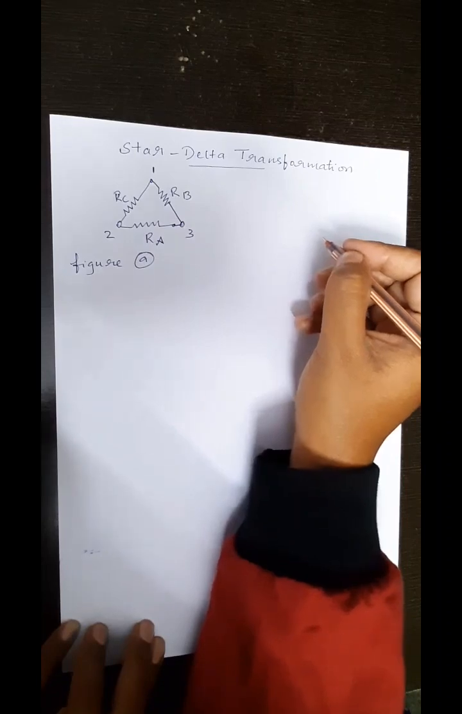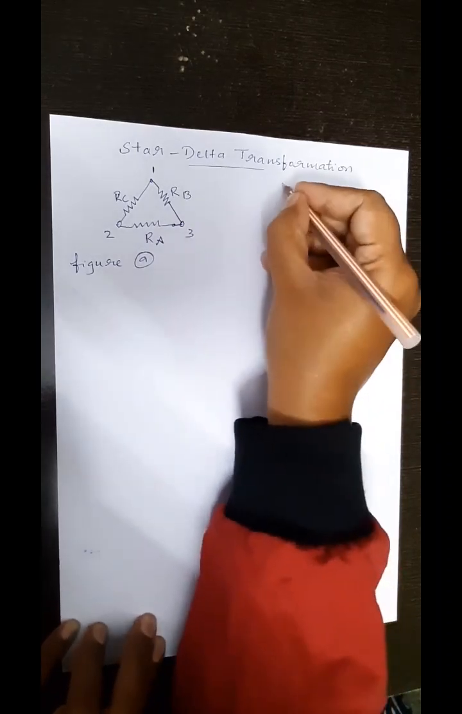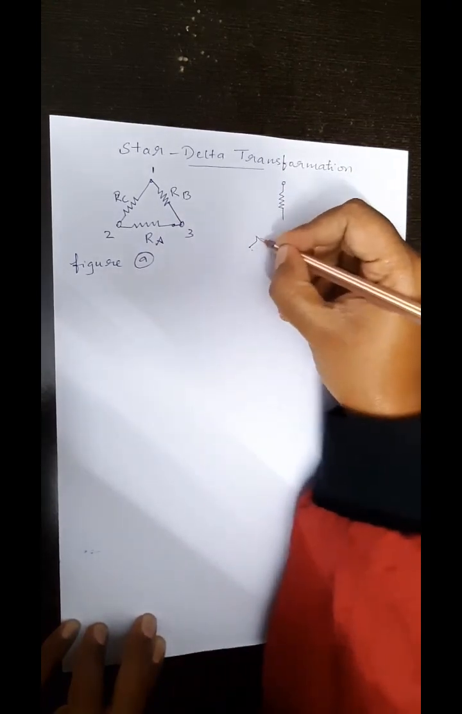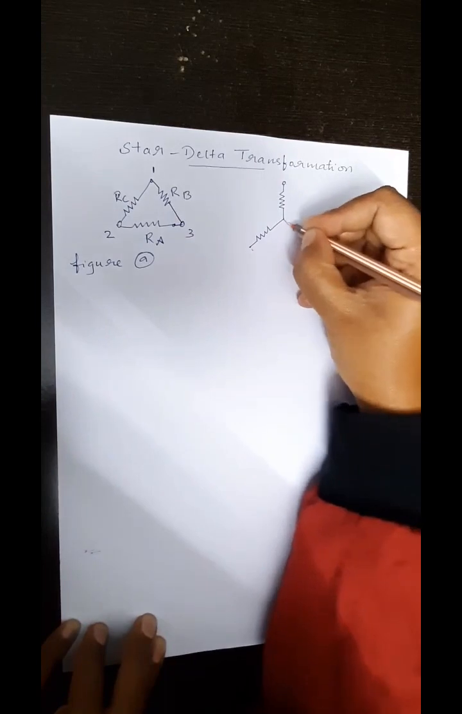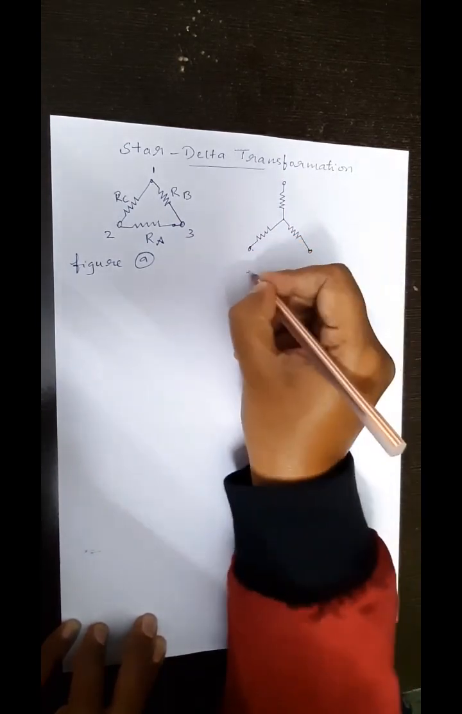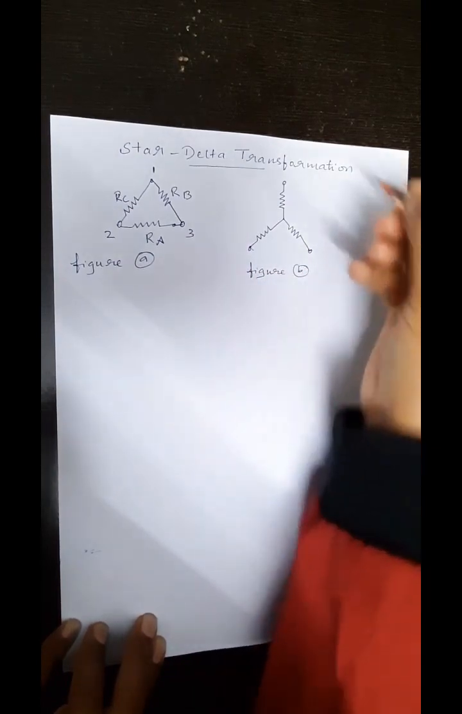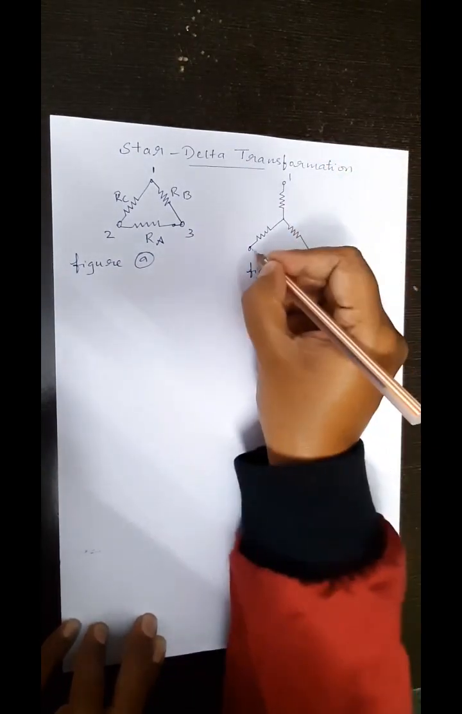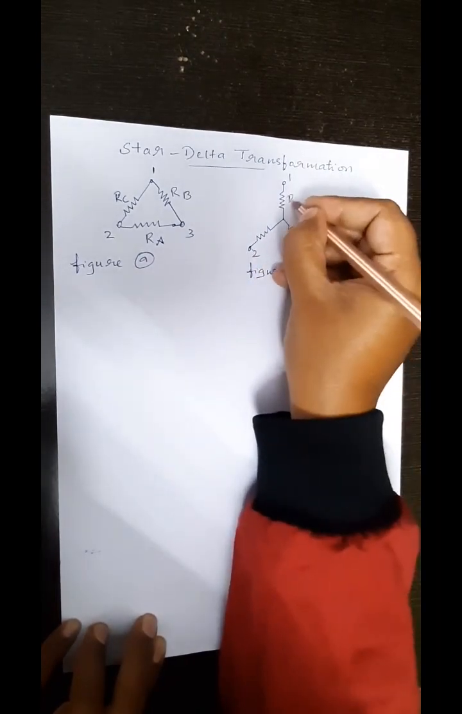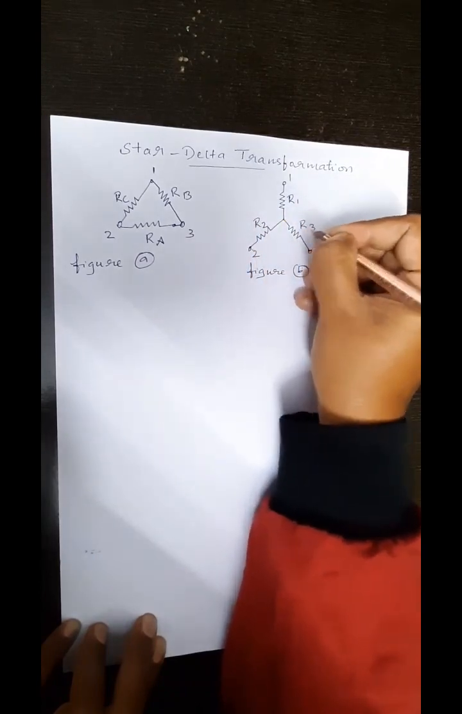Similarly, we shall write figure B which shows three resistances R1, R2 and R3 which are connected in the form of star. So figure B represents a star network which is having the terminals 1, 2 and 3 and resistances R1, R2 and R3.